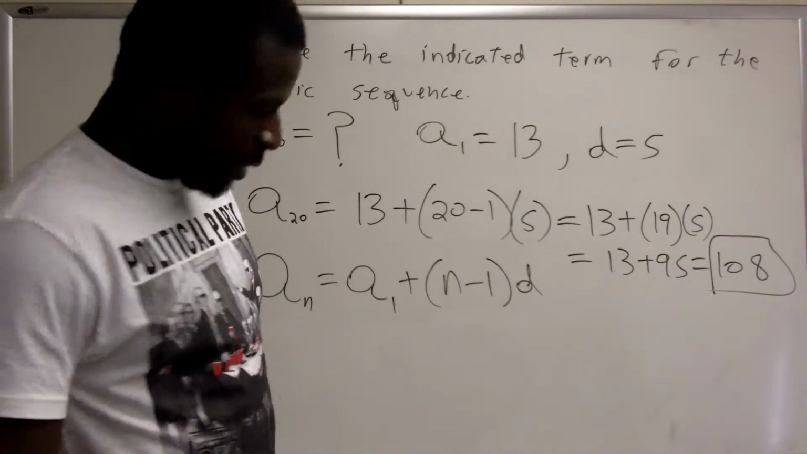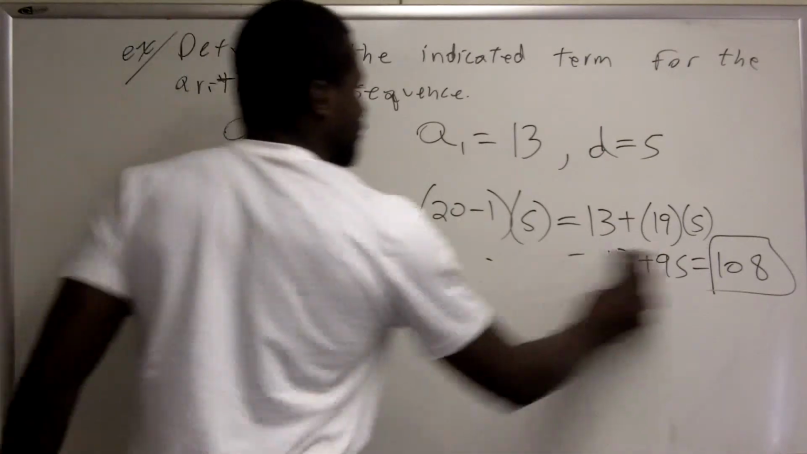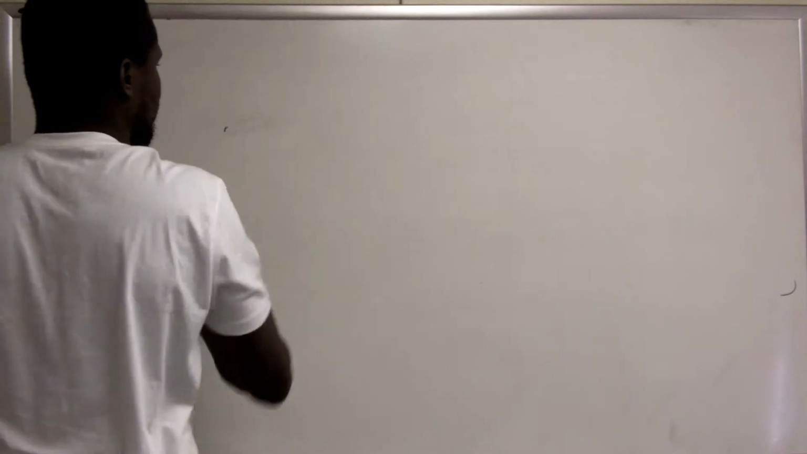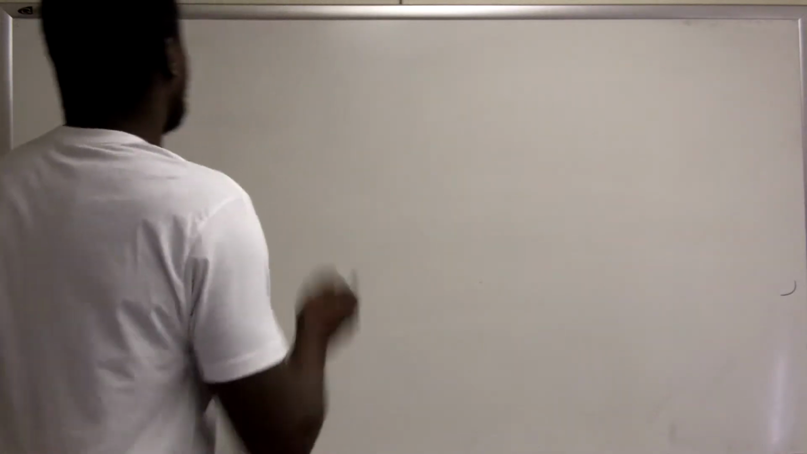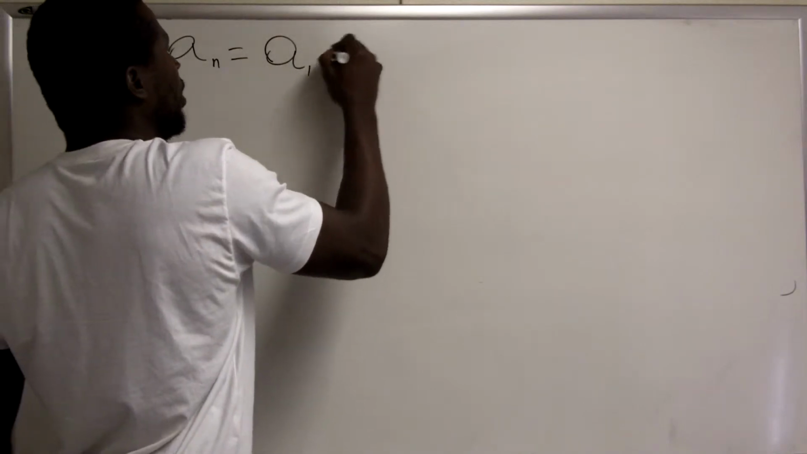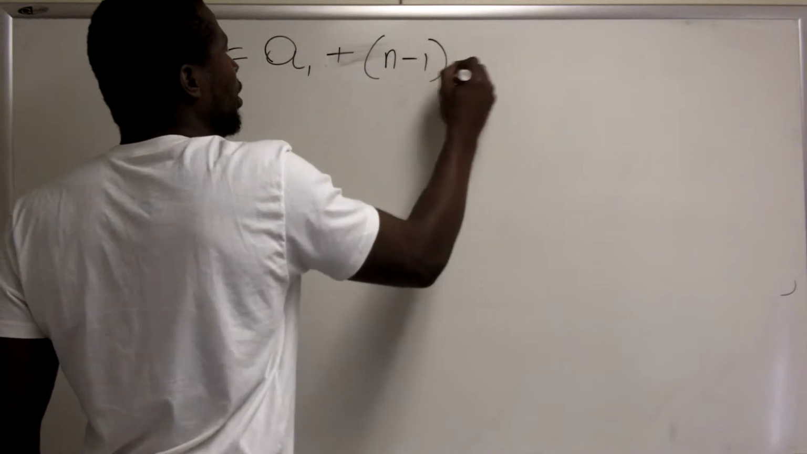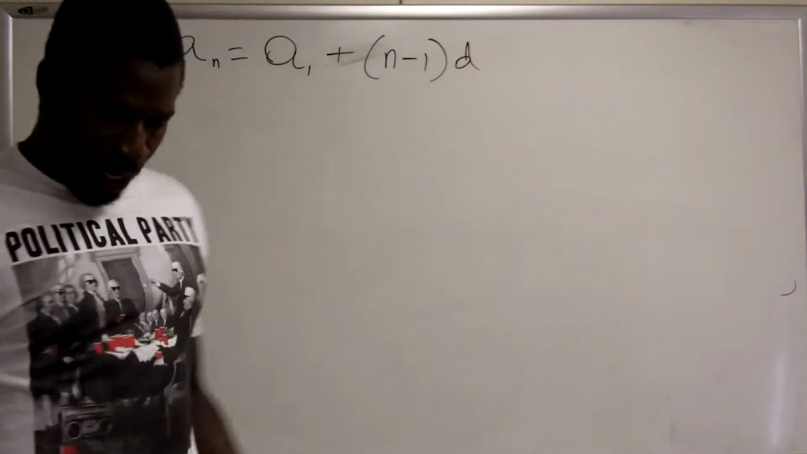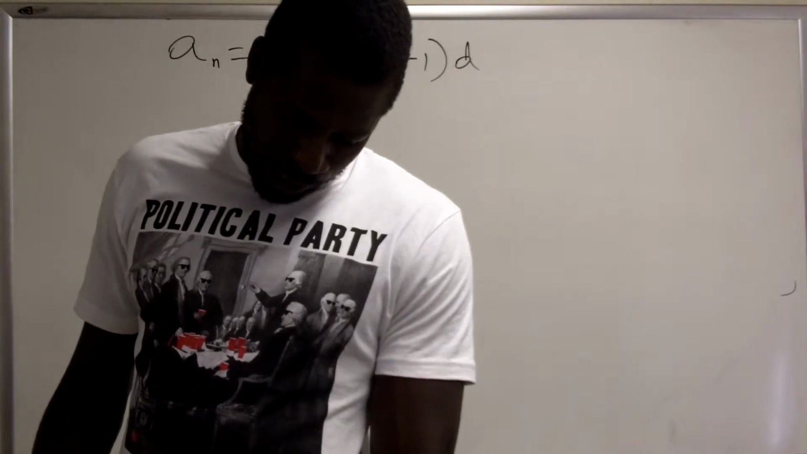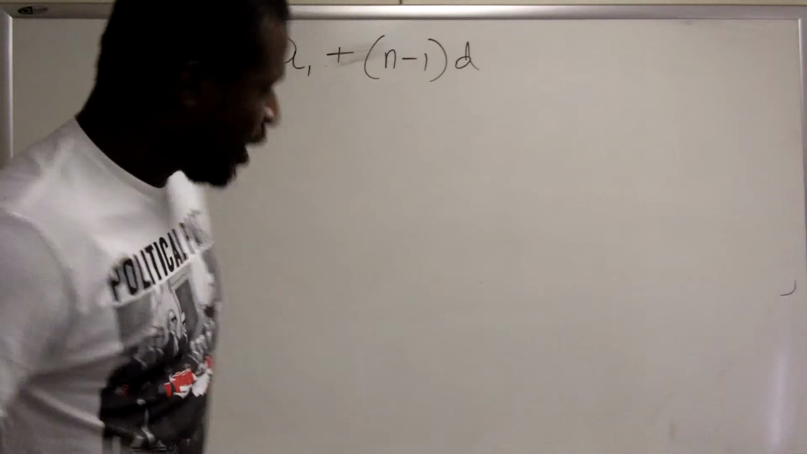All right. Let's try one last problem that involves this theorem. So let's see. And let me write it up here again. A1 plus n minus 1 times the common difference. Let's try this problem now. Write an expression for the general nth term. So we're going to write an expression for the general nth term.